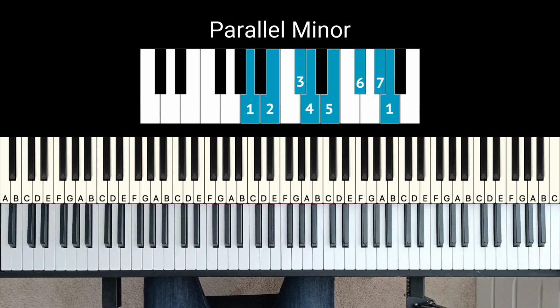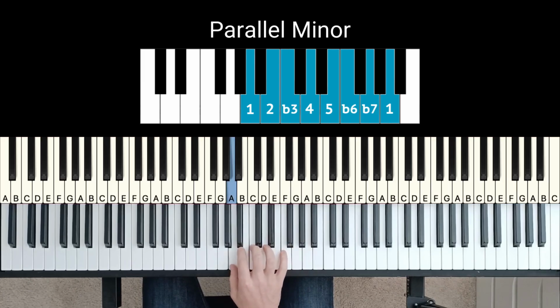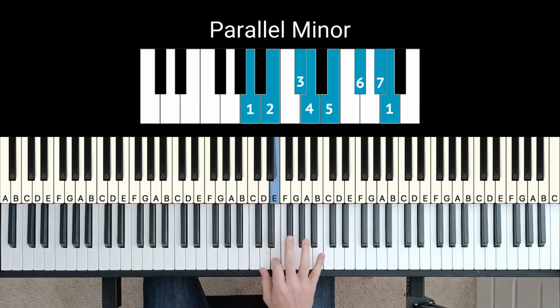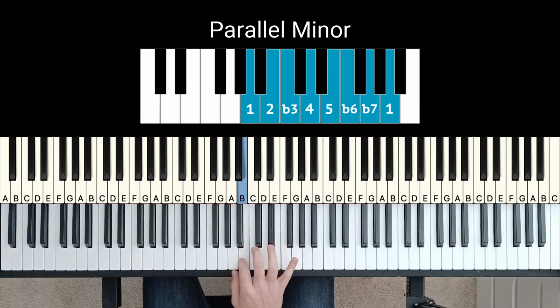And so if you play an A major scale, and then you play an A minor scale, you can see that most of the notes are the same. You just lower notes 3, 6, and 7 by a half step. So that's a parallel minor scale. It just starts and ends on the same note. So here's your A major and an A minor.